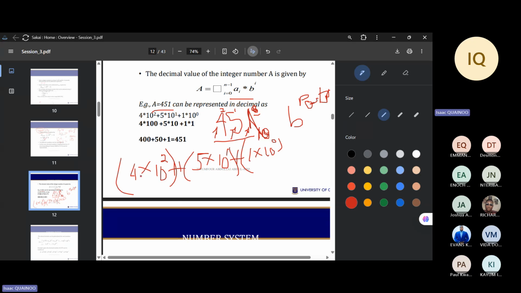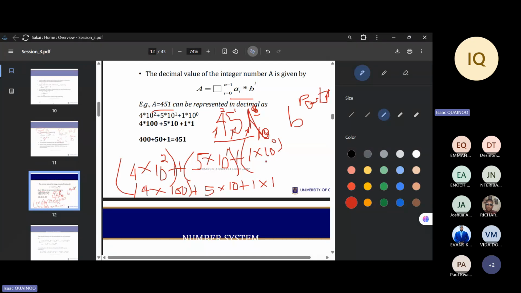So this would give us 4 times 100, plus 5 times 10, plus we have 1 times 10 raised to the power 0, which is 1. And please, can we see what exactly is happening here?